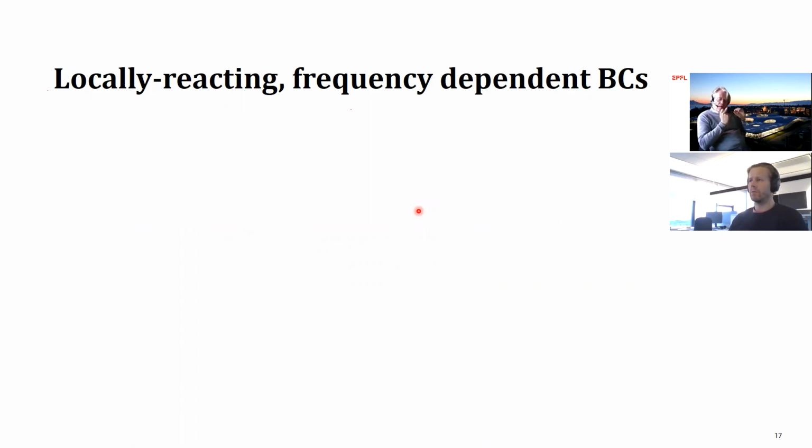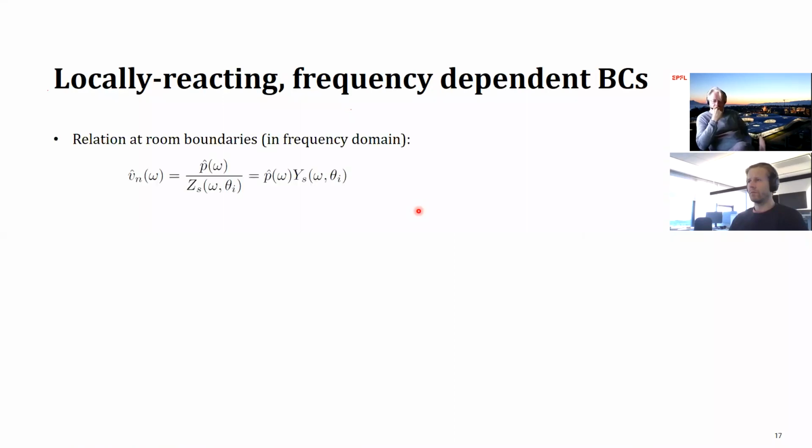sound wave hits them, and it does so differently at different frequencies. So we need to account for this frequency-dependent behavior if we want to do realistic room acoustic simulations. At the boundary, the relationship between the pressure and the particle velocity is fairly straightforward. In the frequency domain, it's related through the surface impedance here, or the surface admittance.